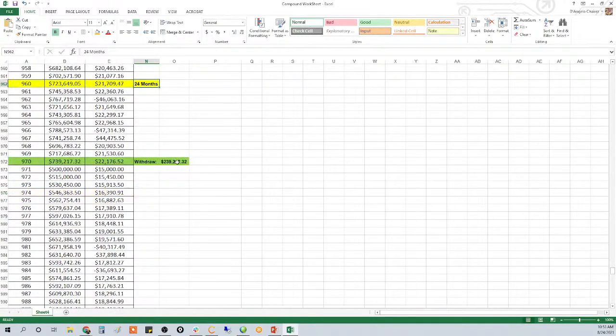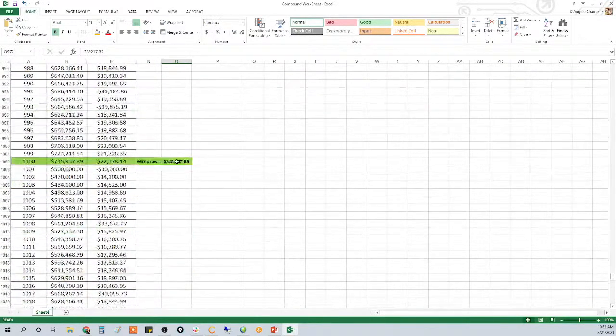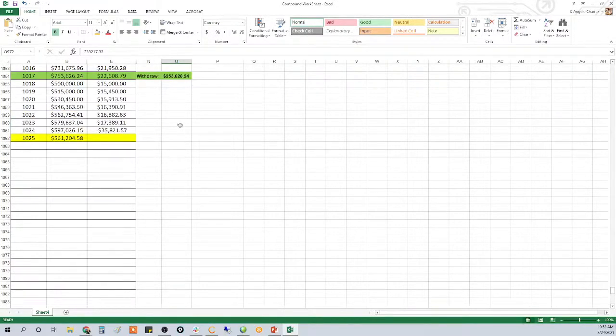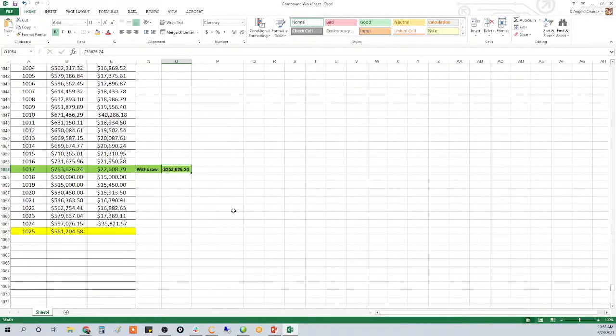So there we go. So now we have 1.2 after this withdrawal right here, 1.2 million and some change. And then our account up to this last 1,025th trade is at 561. So we have another $61,204. So we have 1.2 mil that we've already cashed out. So we have 1.7 and some change. Let's just call it $1.8 million, almost $2 million.